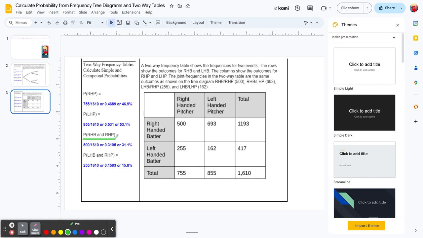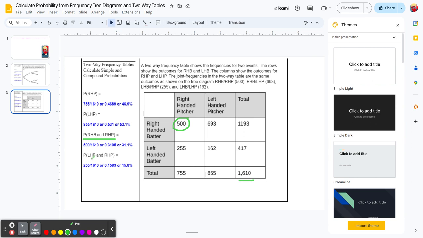Now let's look at the compound probabilities with "and." The probability of a right-hand batter and a right-hand pitcher is 500 over 1,610. Where do we see that? Here's the "and," the overlap of right-hand pitcher and right-hand batter. So that's 500 out of the total 1,610, which gives us 31.1%.